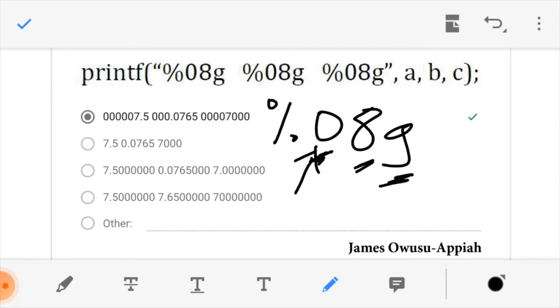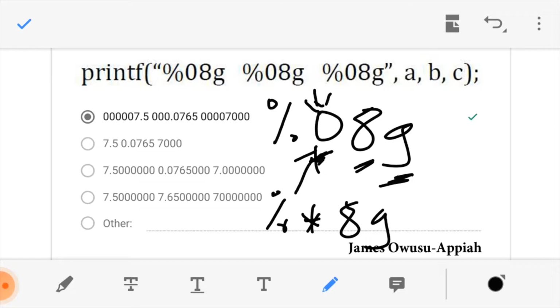So instead of this 0, I could place any other character here. It is a syntax. I could place any other character here. Maybe you would want to replace it with an asterisk. You can do percentage asterisk 8G and it would give you the asterisk padding. So now let us look at this question here.